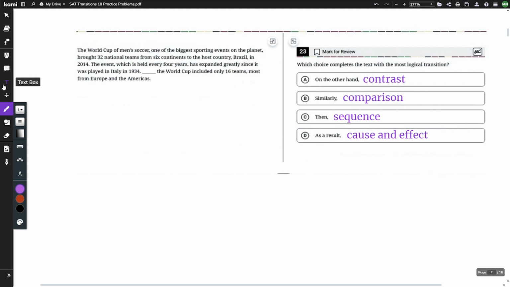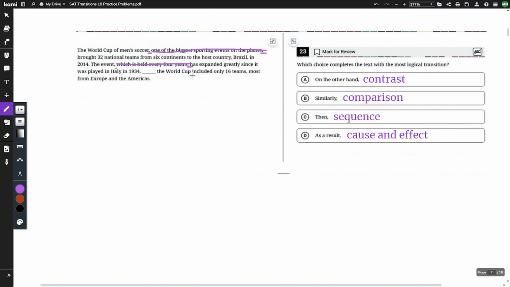Anyways, let's look at our text now. The World Cup, and there's two commas right here, so we can get rid of that because it's a non-essential clause. So the World Cup brought 32 teams from 6 continents to Brazil in 2014. And the event, there's two commas right here, non-essential clause. The event has greatly expanded since it was played in 1934. The World Cup included only 16 teams.